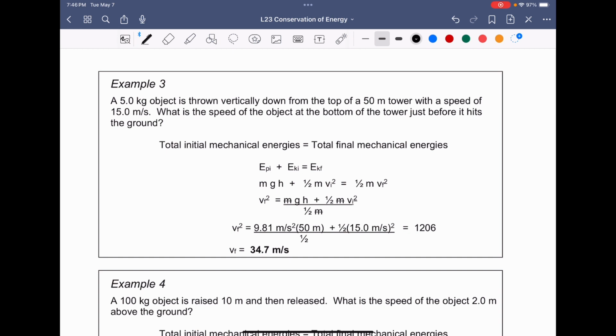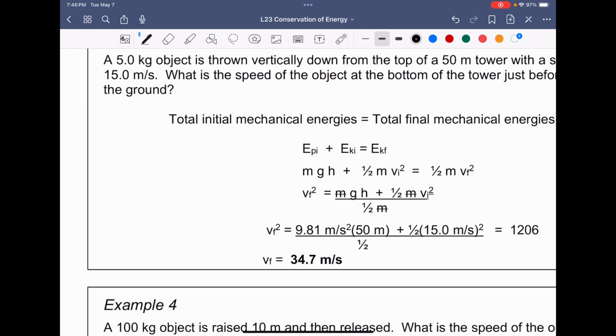Well, in the situation of example 3, we have some sort of 5 kilogram object which is thrown vertically down from the top of a 50-meter tower with a speed of 15.0. What is the speed of the object at the bottom of the tower just before it hits the ground? So again, this one is extremely similar to the one we saw before. I'm just going to draw out a situation here.